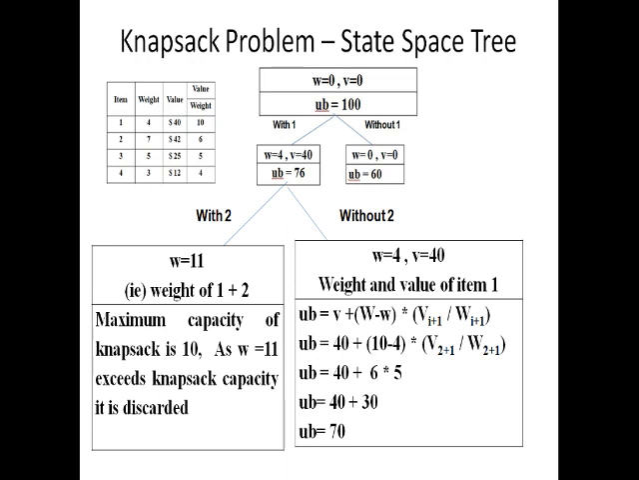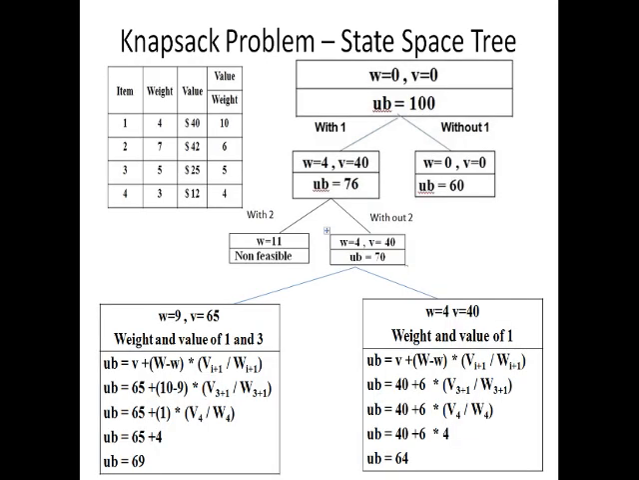Next step. Here, upper bound is equal to 100. This is calculator. First level, second level is calculator. We go for the third level. Third level means here item 1 is considered, item 2 is considered. Third level, third item is going to be considered. So the I value will be 1, 2 and I will be 3.